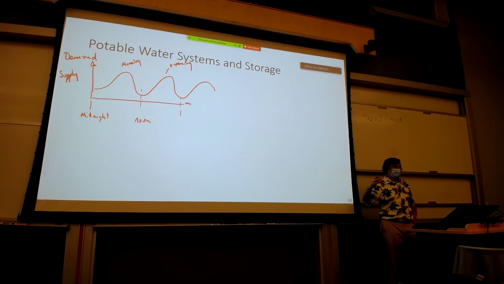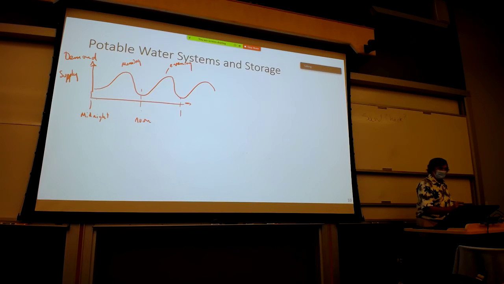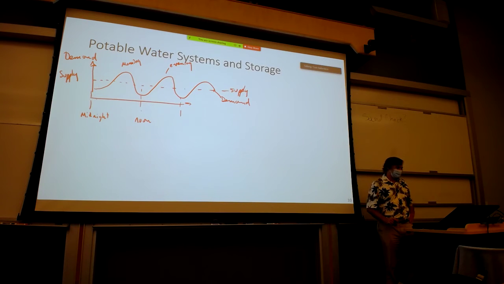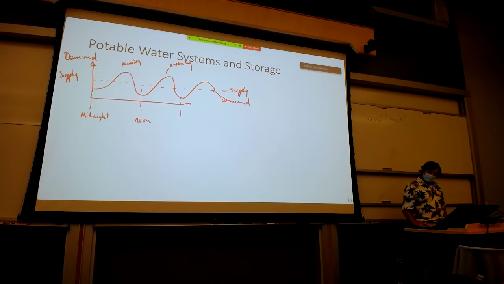So typically what happens is, if we also look at the supply, and that supply, again, could just be from a groundwater well. It could be from a water treatment plant. The supply is the dashed line, and the demand is the solid line. And so we might have ground storage tanks.